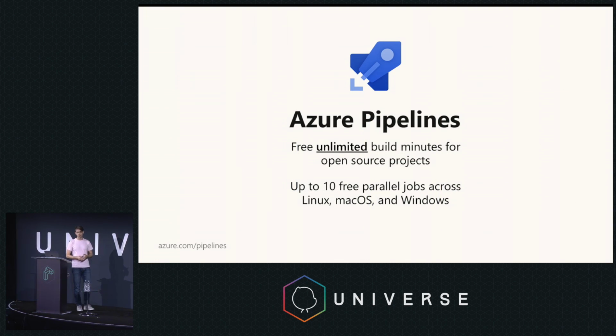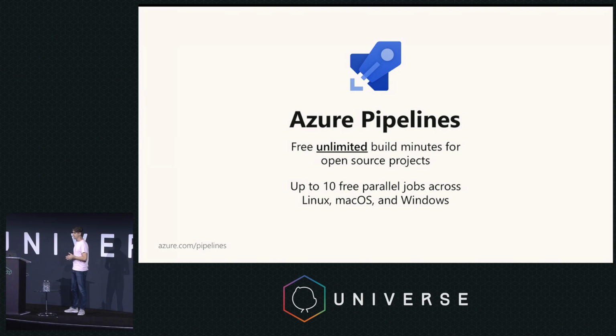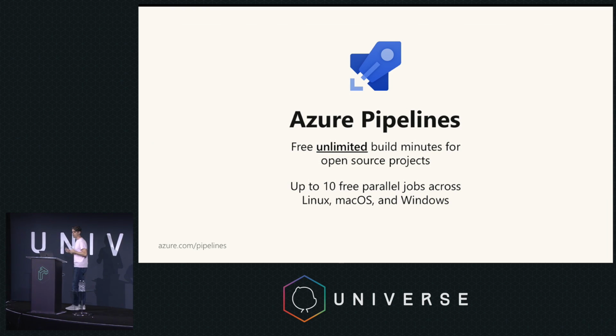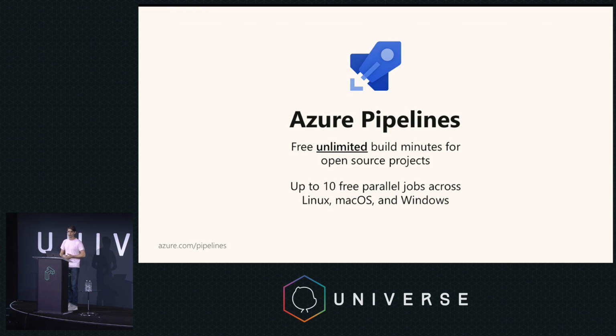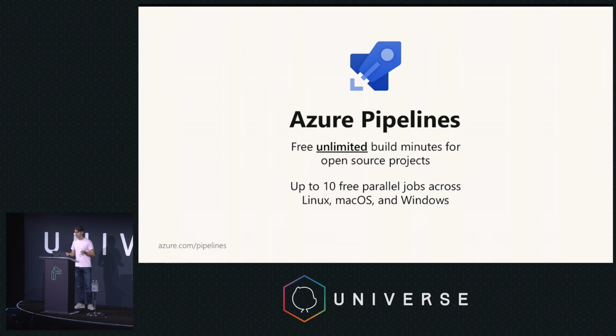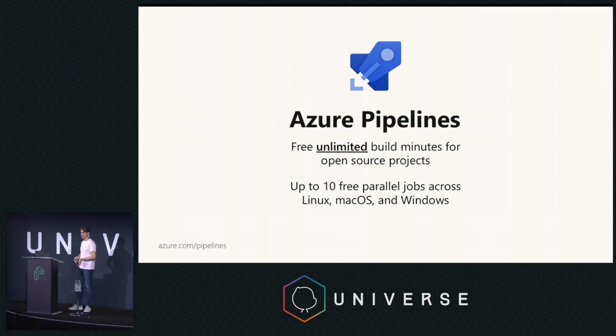And that's one of the things that we've done with Azure Pipelines. So since the announcement, one of the big things that we did was we decided, hey, we want to do more for open source other than just contributing. We want to have a really generous CI/CD offer for all open source repos. So what we offer is unlimited build minutes for any open source project out there. And you get 10 parallel jobs across Linux, macOS, and Windows.